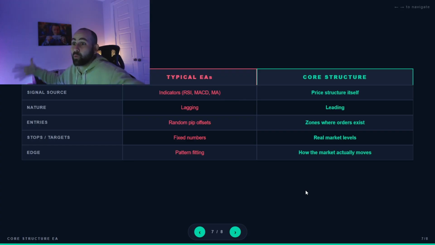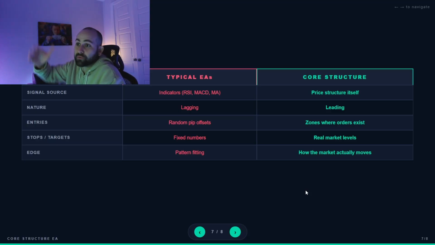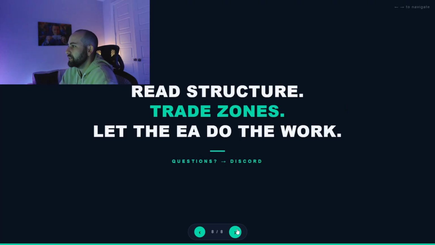Anyways, core structure. It's a price structure in itself. 4 hour, 1 hour, 1 day, right? We're looking at zones where orders are already piling up. Like institution, retail traders are piling up their orders. You can see it gets wicked out. Those are fun to watch, right? We're looking at those real market levels, essentially, how the market moves. That's really hard for you to see. It's easy for you to understand and code. It's really hard. So that's what it is, right?